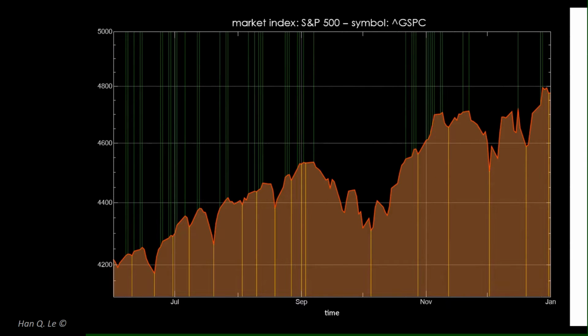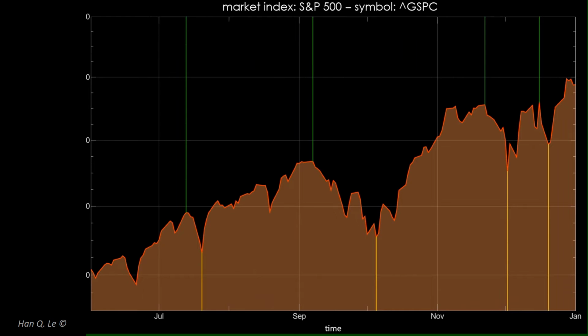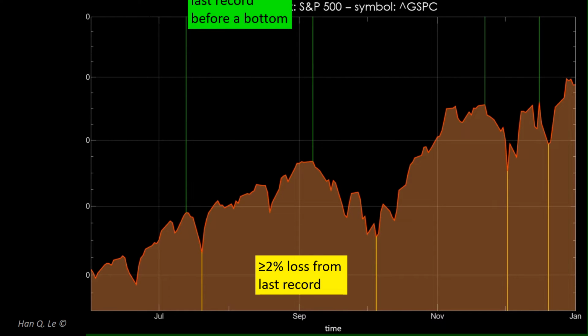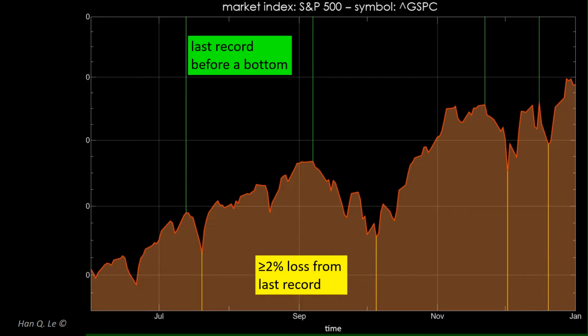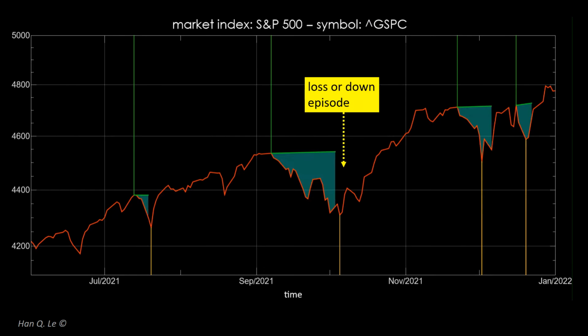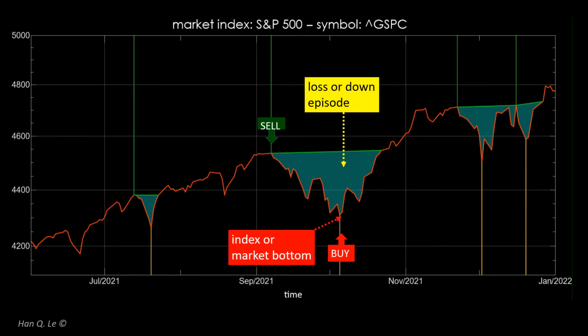If only, say, bottoms of more than 2% are selected, then there are only 4 data sets of interest: the bottoms and the record high before each bottom. A loss or a down episode is the time between two successive records, filled with green shade as shown. An index bottom is the lowest index value in a loss episode.